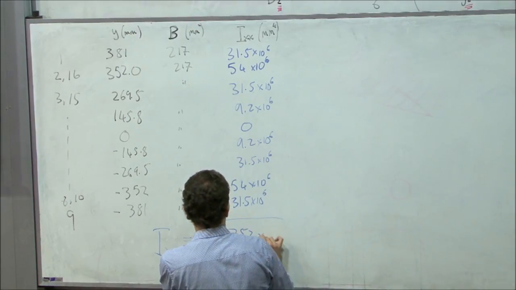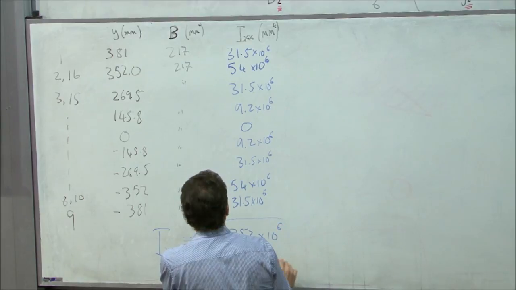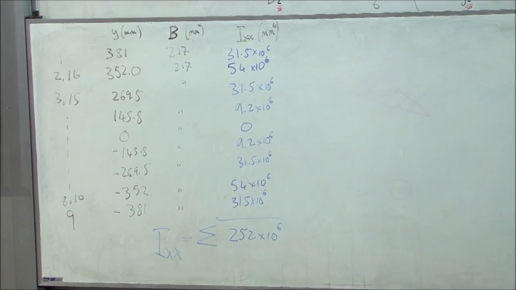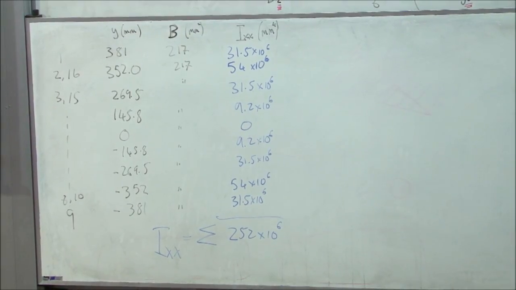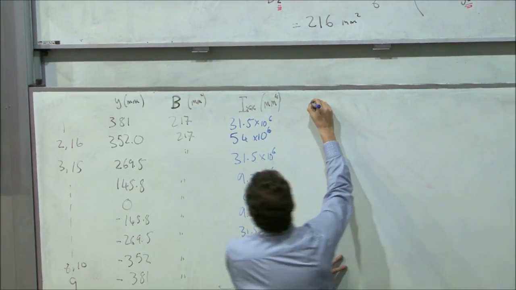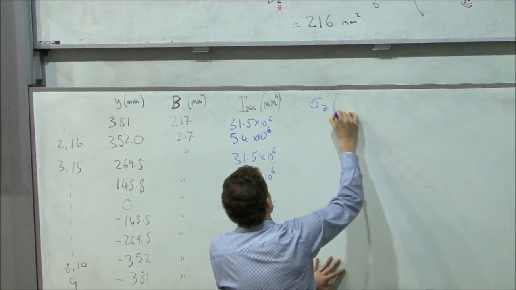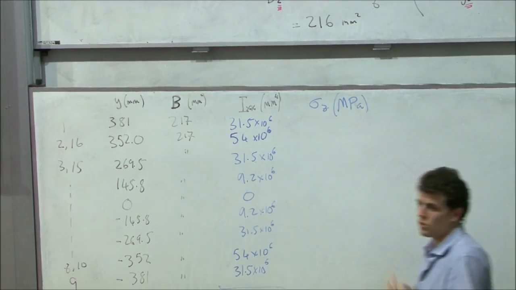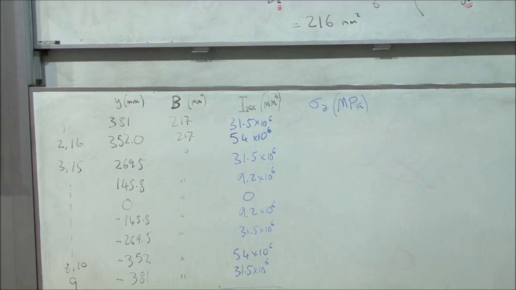$252. 252 by 10 to the 6. And we're in millimetres to the 4th there. Okay, so the next column heading was sigma z, and we're going to do it in megapascals. If we use newtons and millimetres, we'll get megapascals out as a stress.